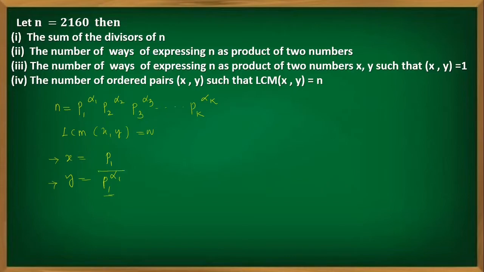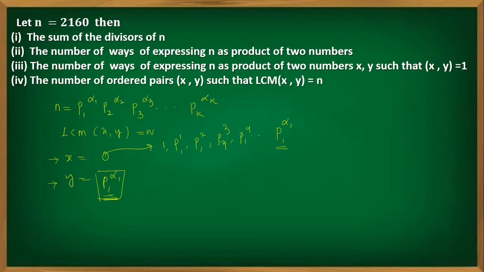So if I take p1 to the power of alpha 1 in y, what can I take in x? You may take p1, or you may take 1. There is no problem if you take 1 also, meaning p1 to the power of 0. So for x, you can take 1, or p1 to the power of 1, or p1 square, or p1 cube, or p1 to the power of 4, or p1 to the power of alpha 1 also. There is no problem, because if you take p1 to the power of alpha 1 in both, you still get the LCM with the maximum power of p1, which is alpha 1.